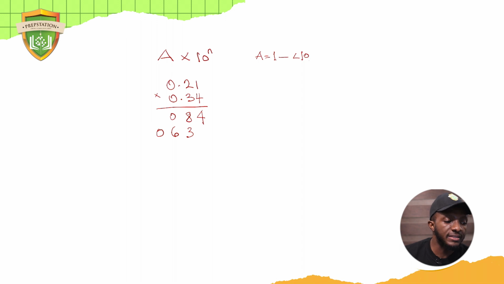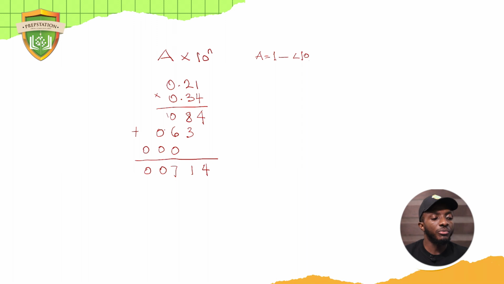Now if you do that, then last of all we have 0 times 1 is 0, 0 times 2, 0 times everything is 0. So we add up. 4 plus nothing leaves you with 4. 8 plus 3 is 11. And then we have 1 here. 1 plus 6 is 7. 0 plus 0 is 0. 0. So we go back.